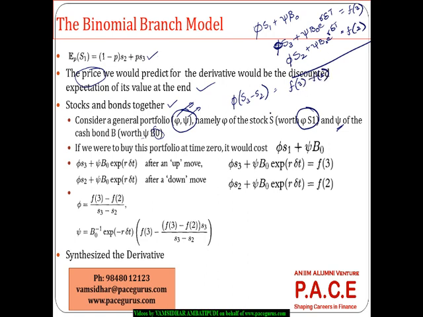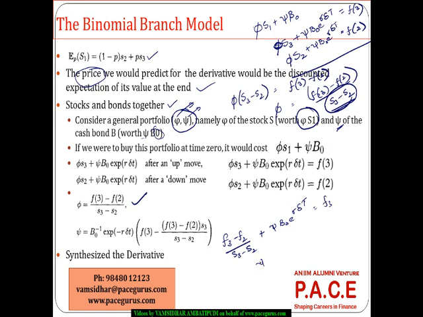Right, because these two are going to cancel off. So from here I am getting my phi as f of 3 minus f of 2 by S3 minus S2. Whatever it is, the difference in the stock price is the denominator and the difference in the price of the derivative is the numerator. So I am getting my phi, and I can very well substitute the same. Right, f of 3 minus f of 2 divided by S3 minus S2 plus psi times B naught e to the power of R delta T is equal to F3.